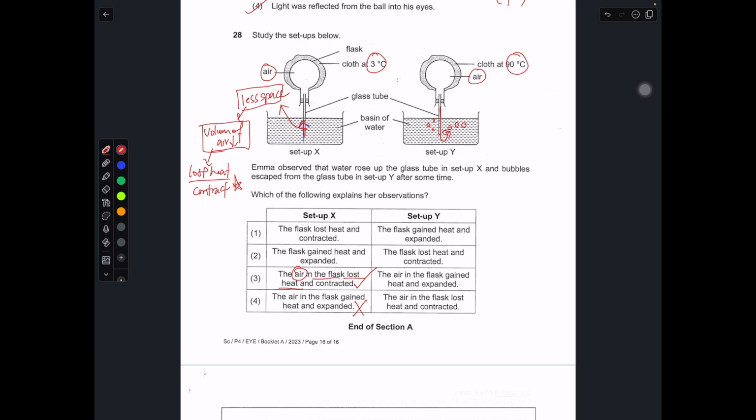It's not this, it's not this, it's not this. Okay, it is not about the flask, it is about the air inside the flask. As for why the air bubbles came out of the tube, it is because the volume increases. It occupies more space than the tube and the container can hold. Okay, and that's because the air inside gain heat from the cloth at 90 degree and expand. Okay, that's why you will see them as air bubble. So this is number 3.